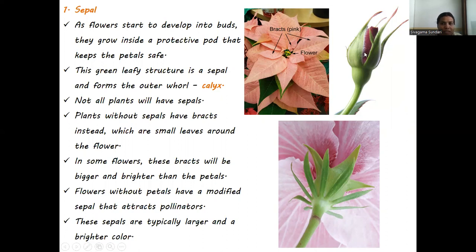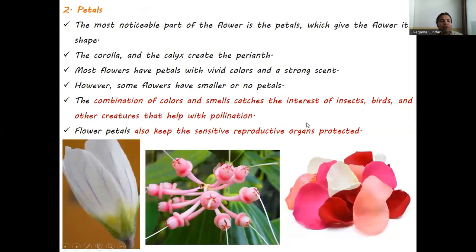Okay, so sepals are nothing but the enclosing protective sheath that protects the developing bud, the form of the flower. Not all plants will have sepals. Sometimes they can be replaced by bracts, which are brightly colored, brighter than the petals. This is the first part. The second one is the petal. That is what you see when a flower blooms.